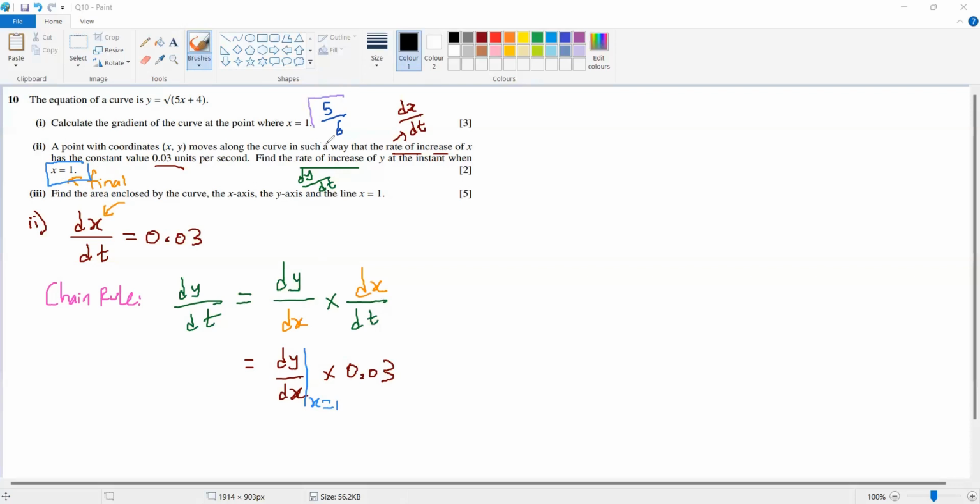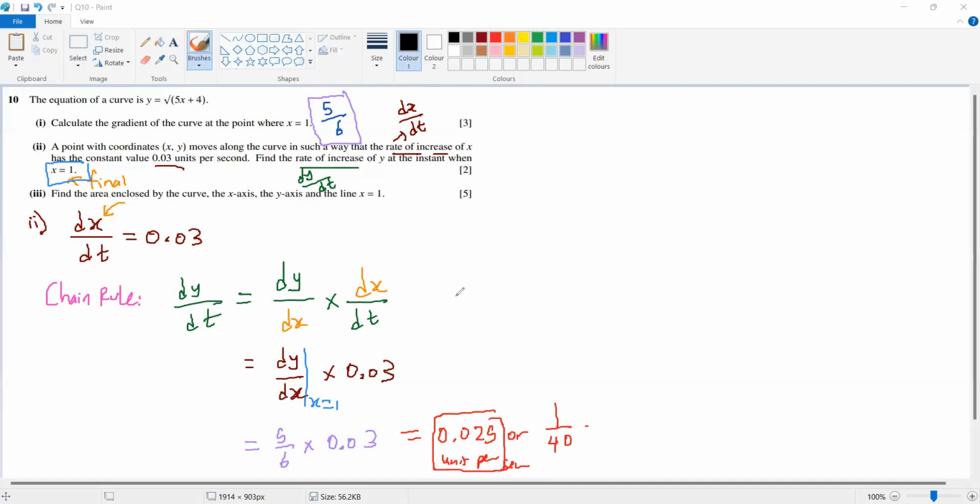If you notice that, that number is just the answer for the earlier part. So it's just 5/6 multiplied by 0.03. So the answer will be, calculator please, 5/6 times 0.03, 0.025. Either you can write it like that, or you can just write 1/40. Preferably decimal if they gave the other one in decimal. The unit is per second. Positive means it's increasing.